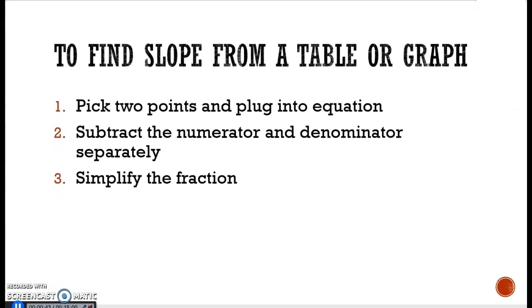So let's take a look at the directions. You are going to find slope from a table or a graph. To do that, you need to pick 2 points and plug into that equation, y minus y over x minus x. You are going to subtract the numerator and the denominator separately, and then simplify that fraction that you get.